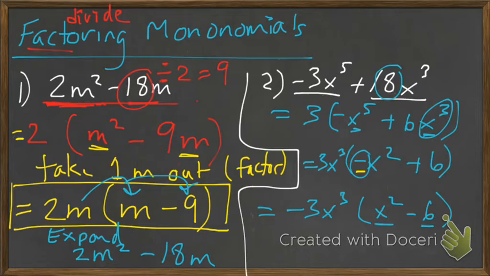Now if I wanted to check that, I could expand it. And again, I'm sorry if the hand is blocking the view, but if I multiply these terms, I would end up with negative 3x to the power of 5 plus 18x to the power of 3. So that checks out as well.